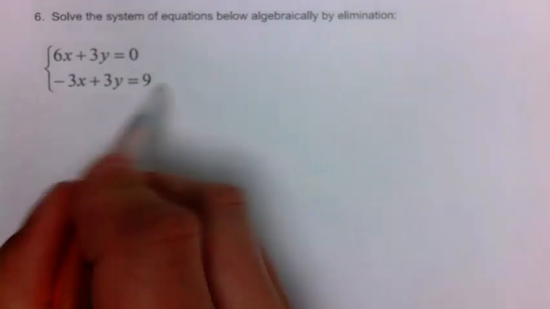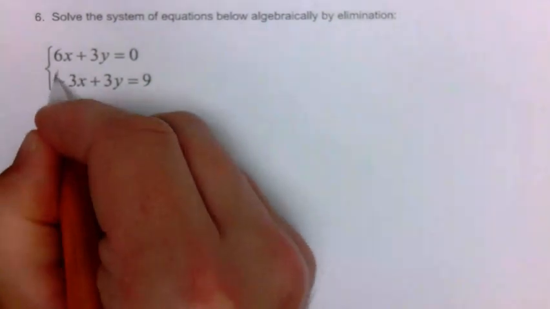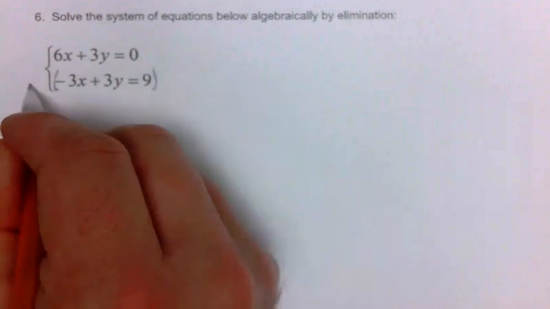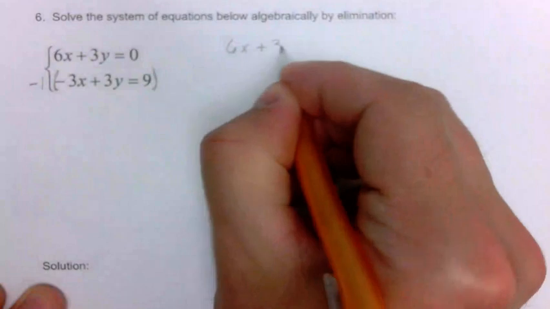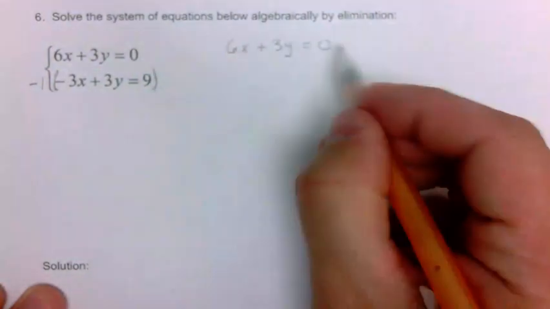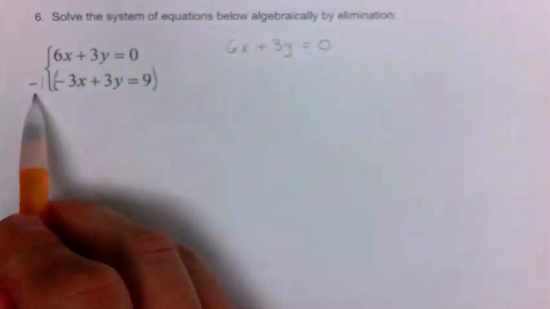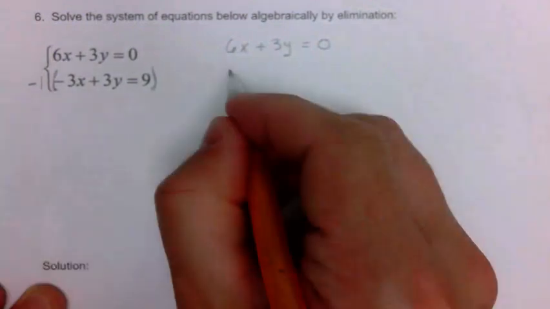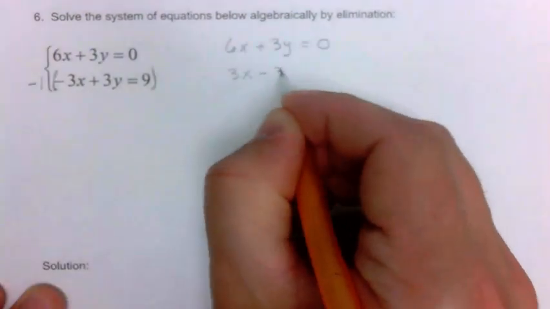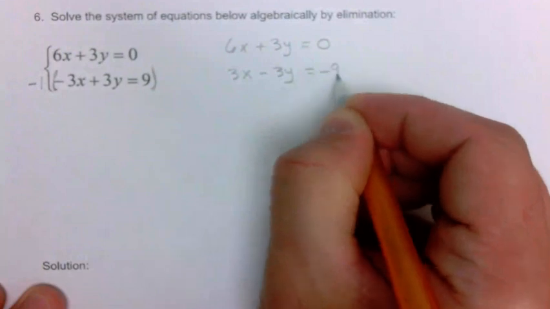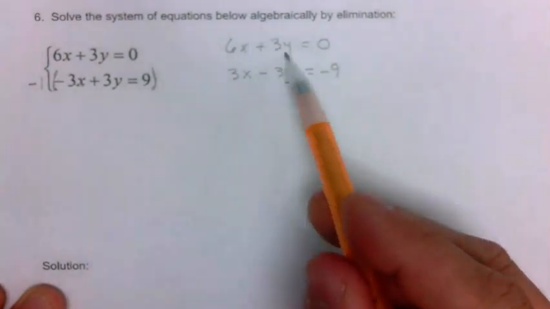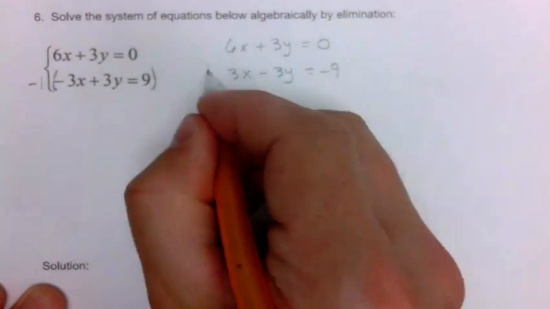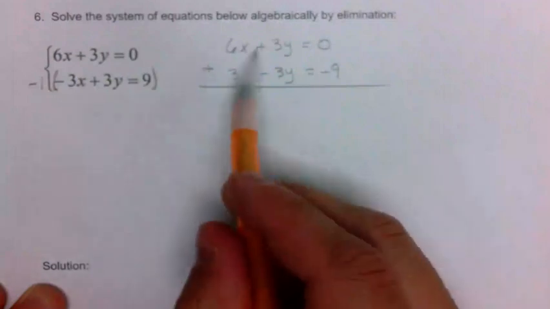So let's do the bottom equation this time. I'm going to multiply the bottom equation by negative 1. So I'm going to keep the top one, 6x plus 3y equals 0. And now the bottom equation, when I multiply by negative 1, I'm going to get positive 3x minus 3y equals negative 9. I have opposites here with 3y and negative 3y, so I can add these equations together.